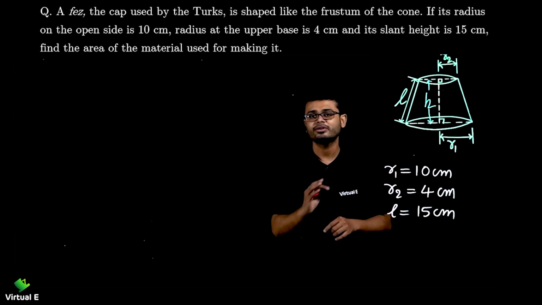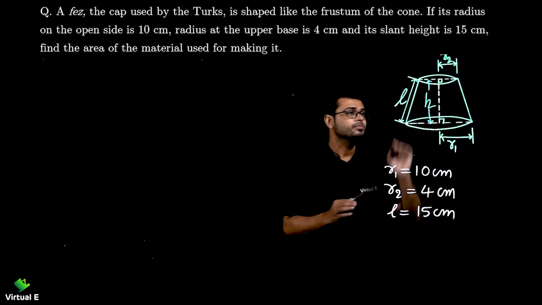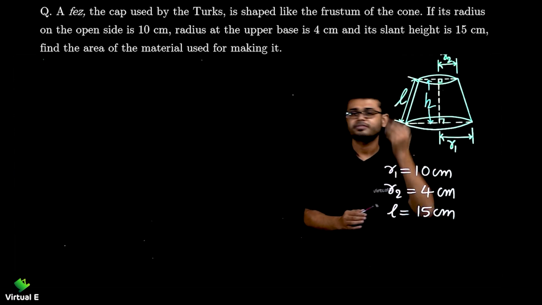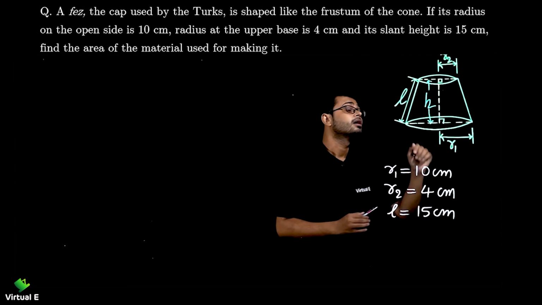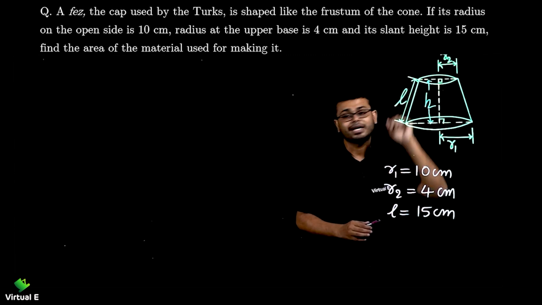So basically we are going to find the surface area. There are many surfaces we discussed. Obviously there will be one curved surface area. About the top, there is a circle on the top, so I will be taking the area of that circle as well.